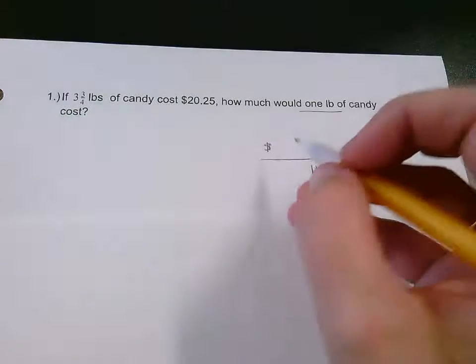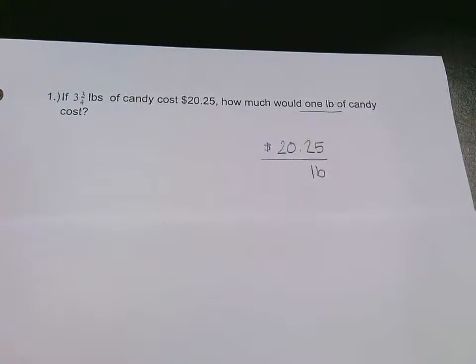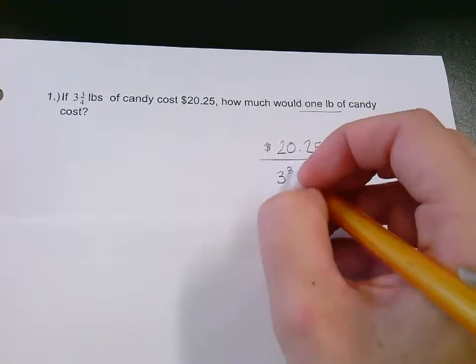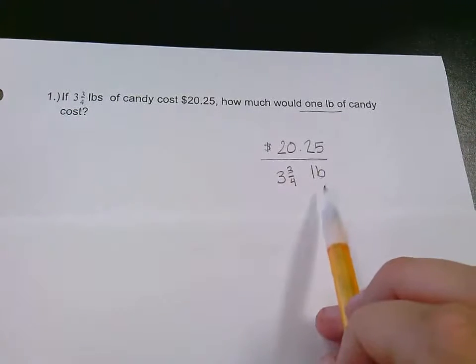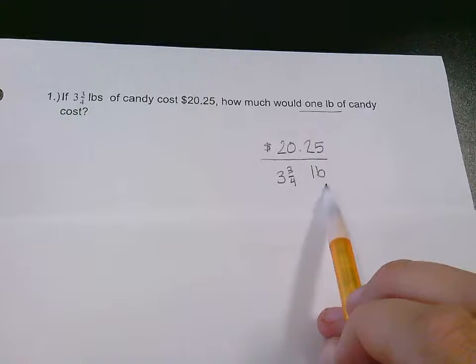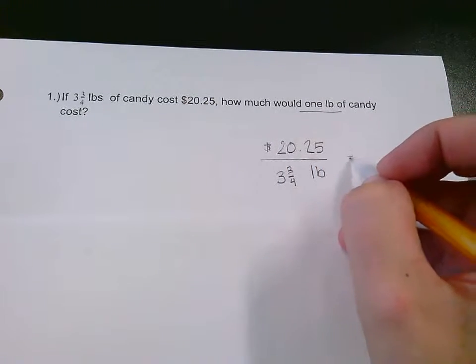So right now I have $20.25 for how many pounds? Well, in the problem, that was how much it was for 3 3/4 pounds. Okay, so now remember, I knew that the 1 pound had to go on bottom because in a unit rate, 1 is always on the bottom, which means my pounds was my bottom unit. So how much would 1 pound be? That's why my 1 pound is going to go on the bottom.